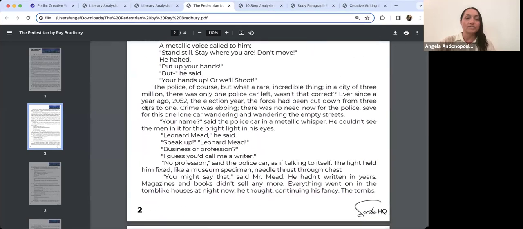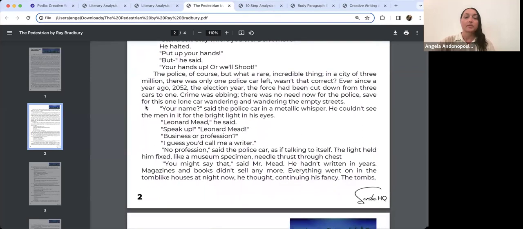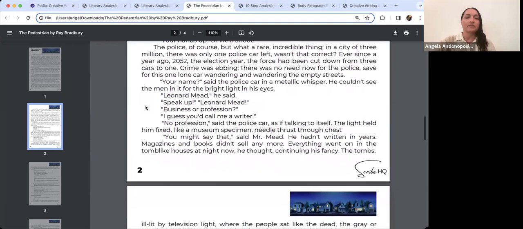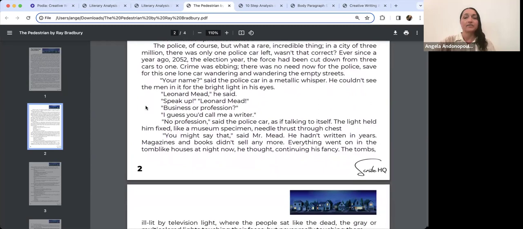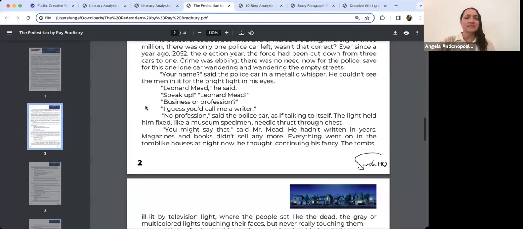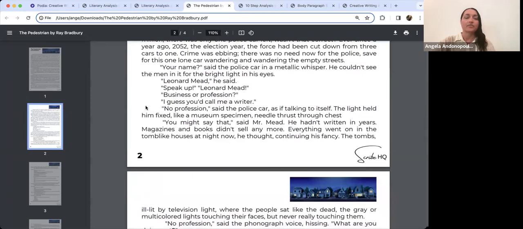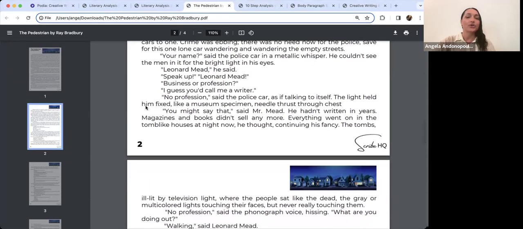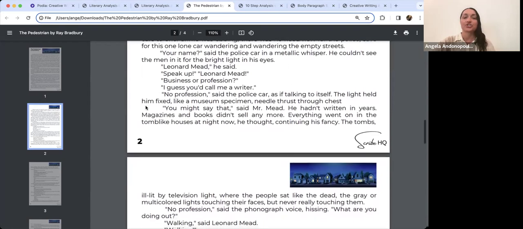A metallic voice called to him, "Stand still, stay where you are, don't move." He halted. "Put your hands up." "But," he said. "Your hands up or we'll shoot." The police, of course, but what a rare, incredible thing. In a city of 3 million, there was only one police car left. Wasn't that correct? Ever since a year ago, 2052, the election year, the force had been cut down from 3 cars to 1. Crime was ebbing. There was no need now for the police, save for this one lone car wandering the empty streets.